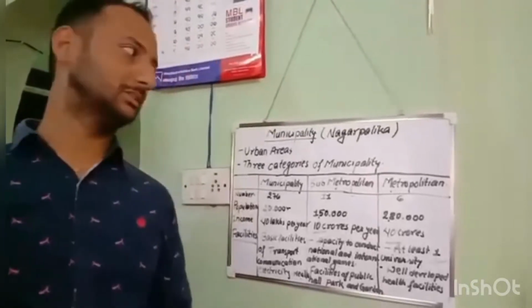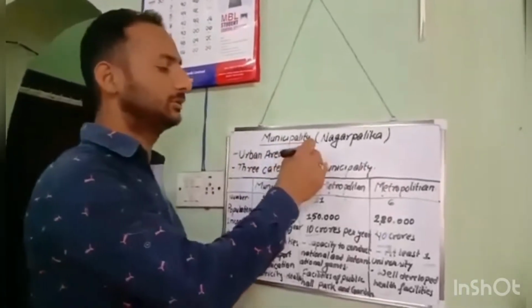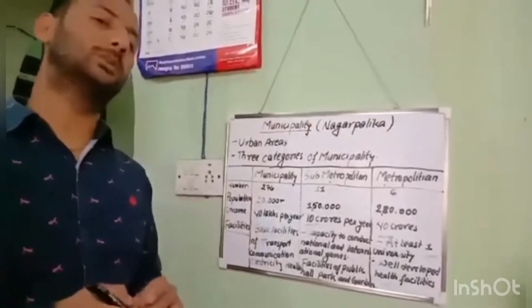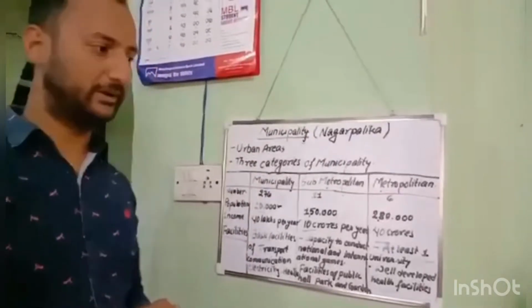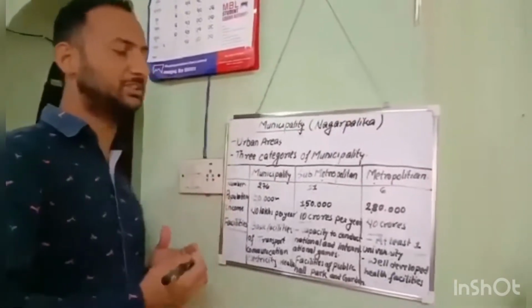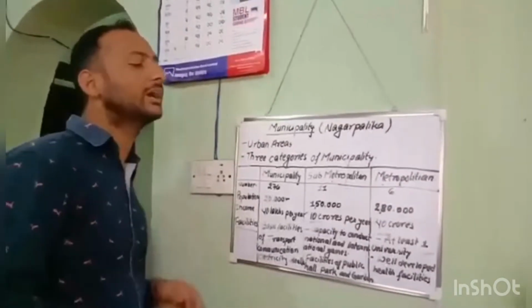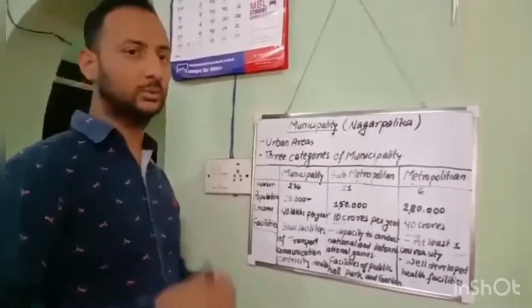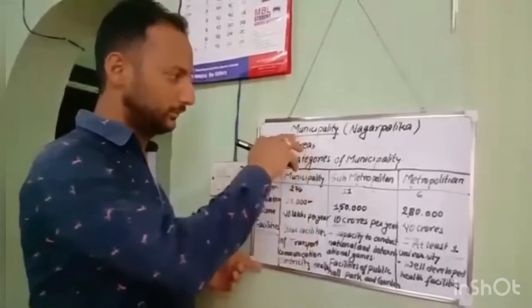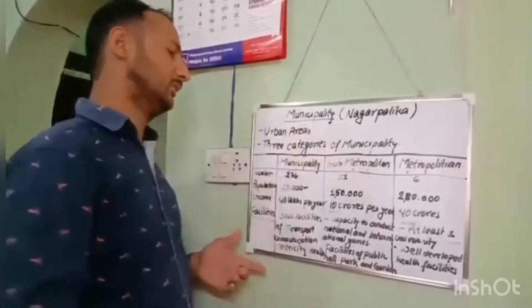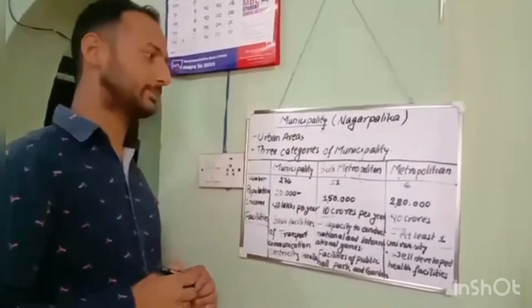Good morning, students. Today we are reading about the municipality, which is one of the local bodies of the Nepal government. It is the smallest administrative unit. Last time we read about the Gaon Palika, which is in the rural area, but today we are in the municipality, which is in the urban area.